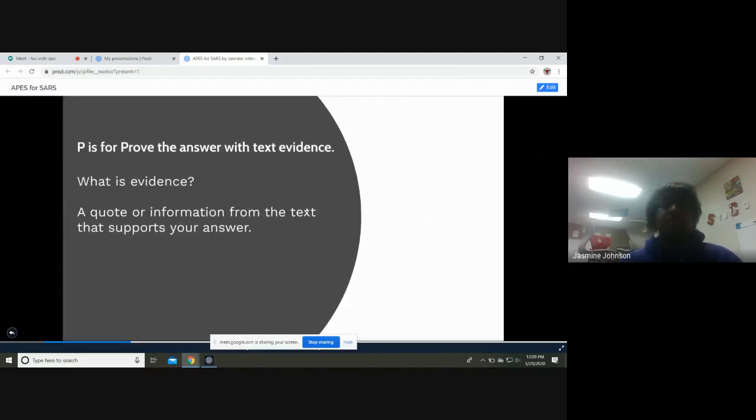P, you're going to prove the answer, with text evidence. What is evidence? That's a quote or information from the text that supports your answer. And you know when you do a quote, you use quotation marks, all right?